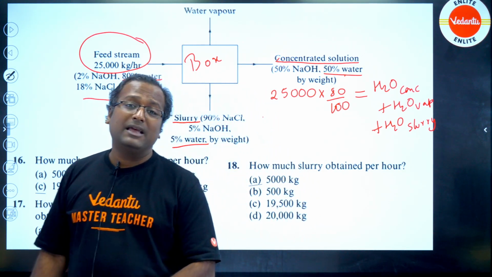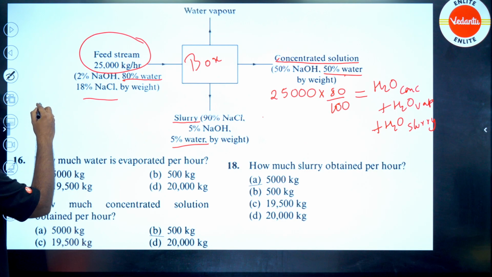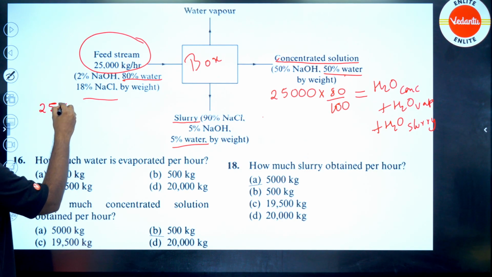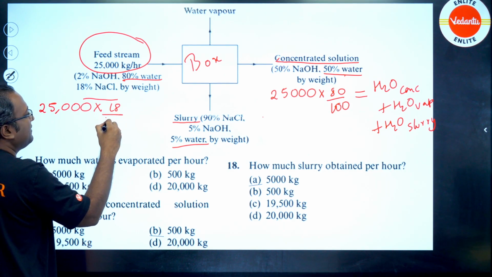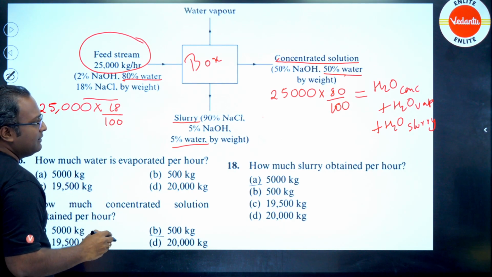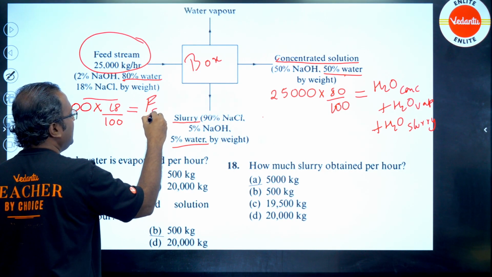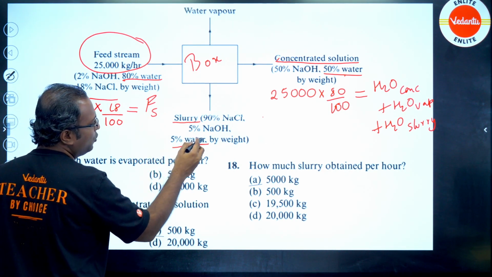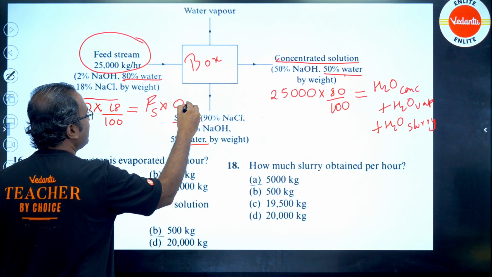Let's go ahead and apply mass balance on NaCl. In the beginning, or the input, we have 25,000 kg per hour whose 18% is NaCl. This is equal to the flow rate of slurry, Fs, into how much is NaCl here? This is 90% NaCl. So that's into 0.9.